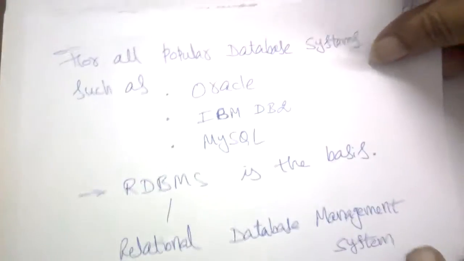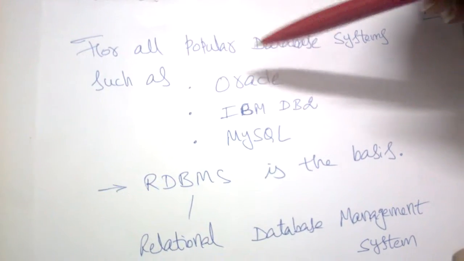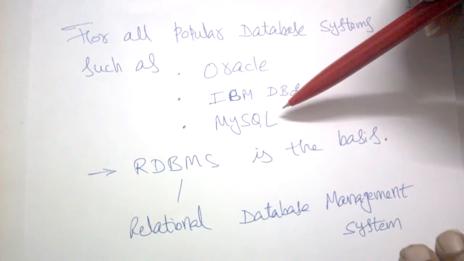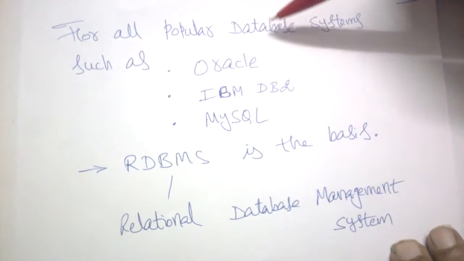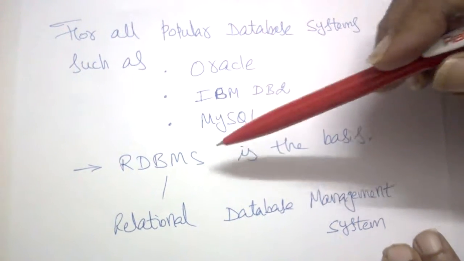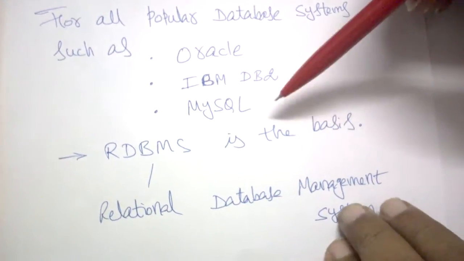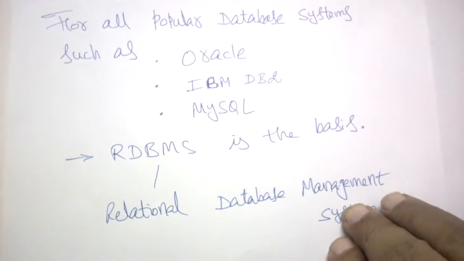Now popular databases of the modern age, such as Oracle, IBM DB2 and MySQL, are popular databases as of current days. RDBMS, the Relational Database Management System, forms the basis of all these relational databases.